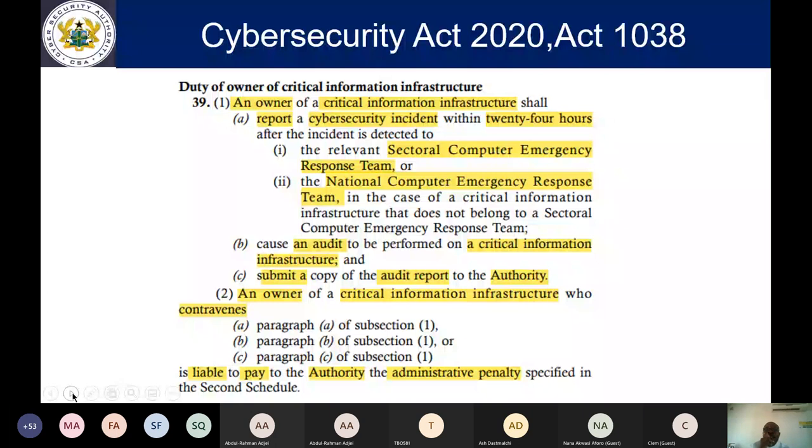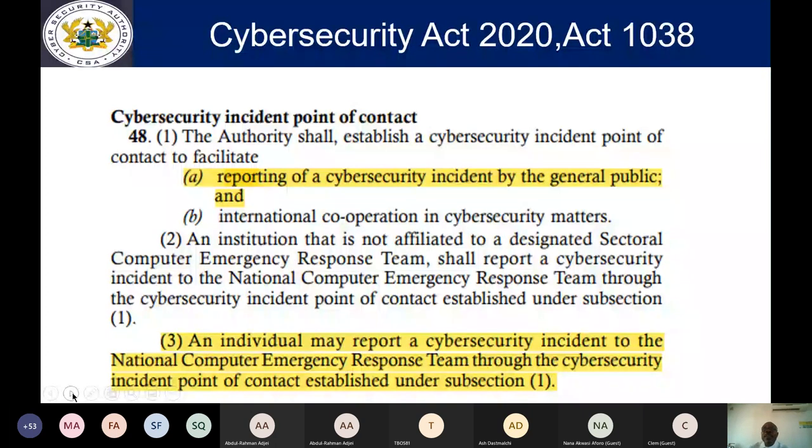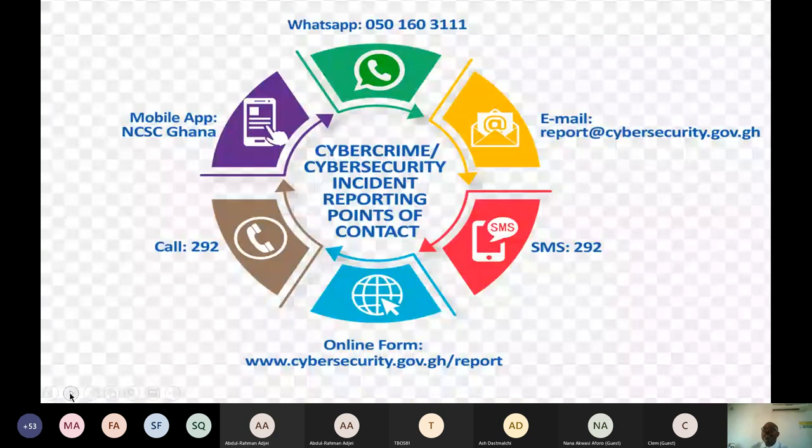The Cybersecurity Act also defines an incident point of contact. So when there's a breach, what do you do? The act has come up with this incident point of contact, for the event that there's a breach, and a breach means a hacker has hacked into your system, there's a major security incident that has affected your ability to perform as a healthcare institution, and these are the contact details.